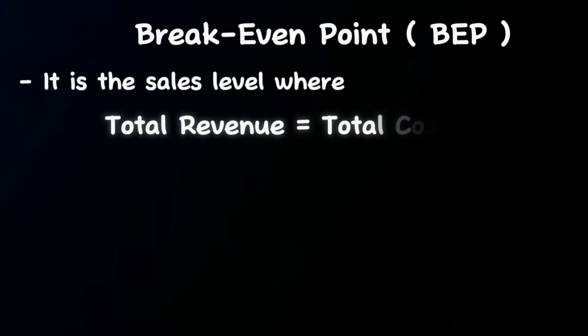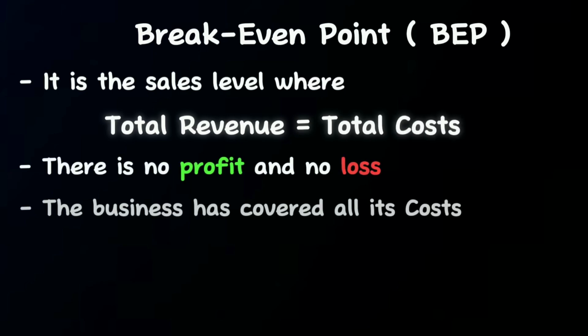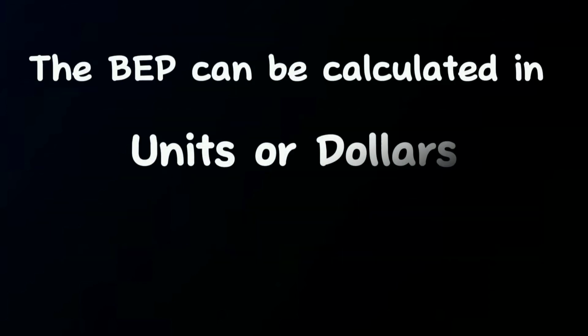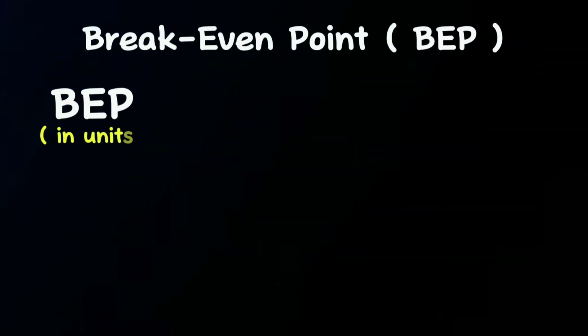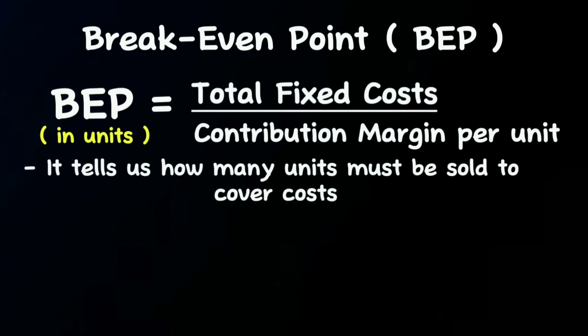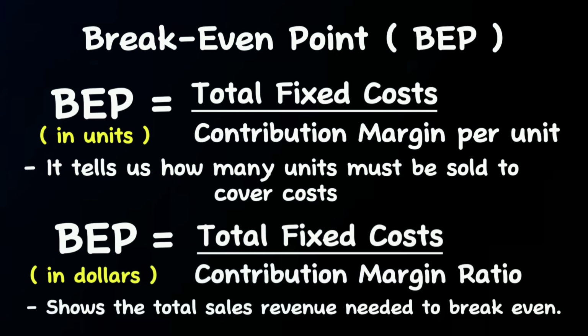Now let's focus on break-even point. The break-even point is the sales level where total revenue equals total costs, meaning there is no profit and no loss. At this point, a business has covered all its fixed and variable costs but hasn't made any extra money yet. The break-even point can be calculated in units or dollars. To find the break-even point in units, we divide total fixed costs by contribution margin per unit. This tells us exactly how many units must be sold to cover costs. To find it in dollars, we divide total fixed costs by contribution margin ratio, which shows the total sales revenue needed to break even.